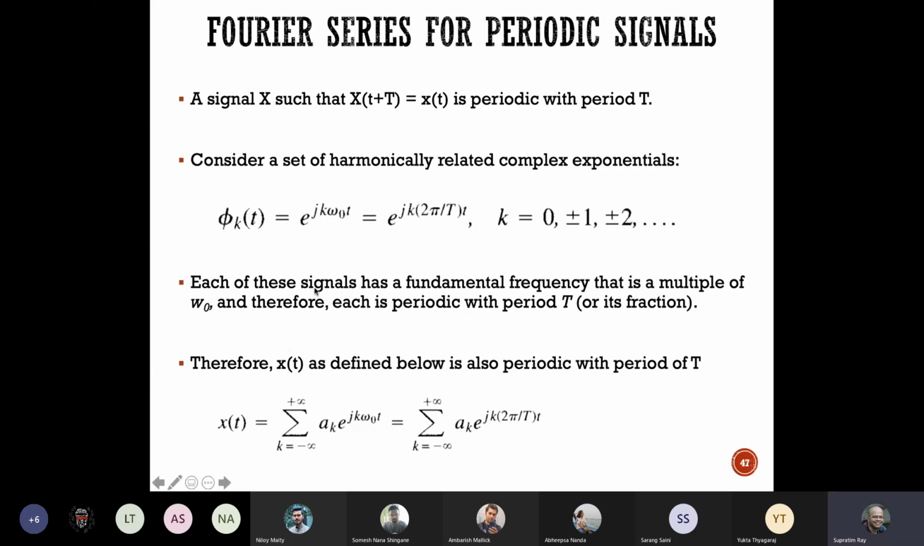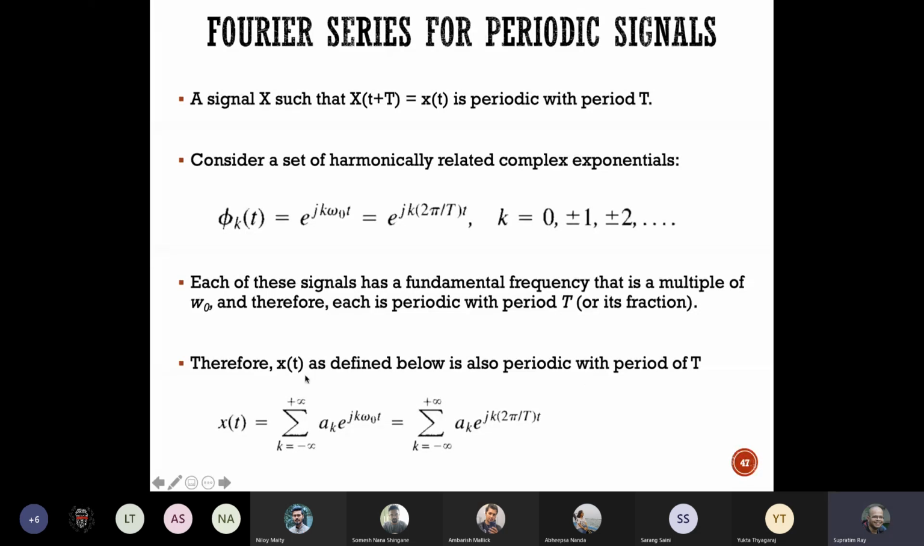Okay, so each of these signals has a fundamental frequency that is a multiple of omega naught, and therefore each is periodic with T as well. In fact, the higher ones are a fraction of T: T by 2, T by 3, T by 4, and so on. So if I've got a signal which is defined as a sum of these, it's also going to have a period of T.